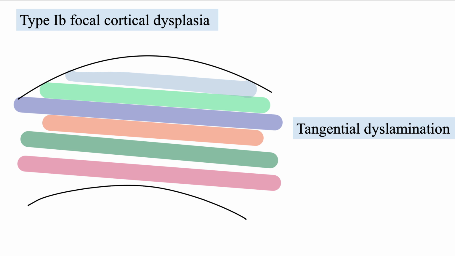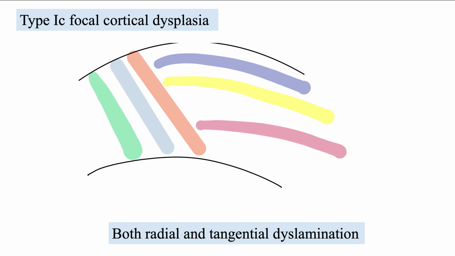Next is tangential dyslamination. Here the order of the layers is not correct. Abnormality in the order of the neuron layers will disrupt neural activity and cause epilepsy. Here you can see the tangential dyslamination. So it is type 1B. The next is type 1C. Here you can see both radial as well as tangential dyslamination in the image. This is called type 1C focal cortical dysplasia, and this will also lead to epilepsy.